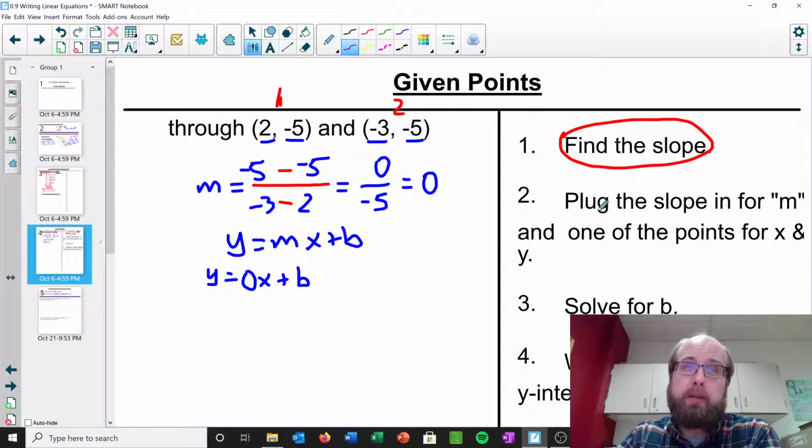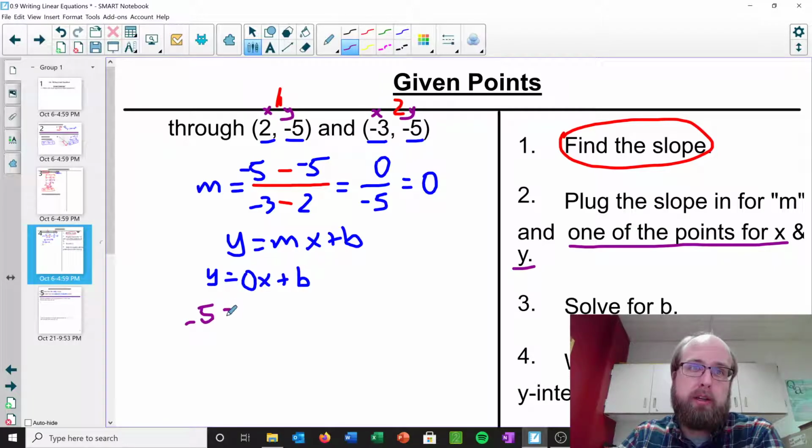Then our second step is going to be exactly what we did before. We're going to take and we're going to plug a point in for the x and y, right? We have these 2 points up here. Each of these is an x and a y. Now, it doesn't matter which one you choose. I usually just take the first one, but it just doesn't matter. But you just got to take one of the points, use that for your x and y, plug it in, just like we did before. So for this one, we have a y value of negative 5. We put that in. Negative 5 equals 0 times our x value is 2 plus b.